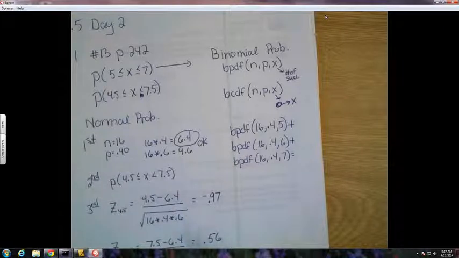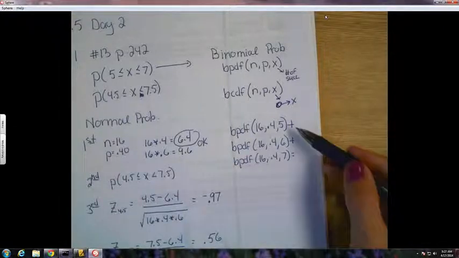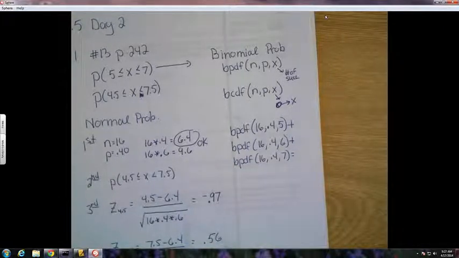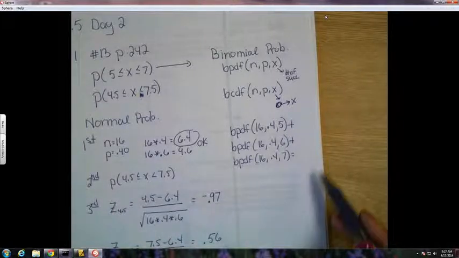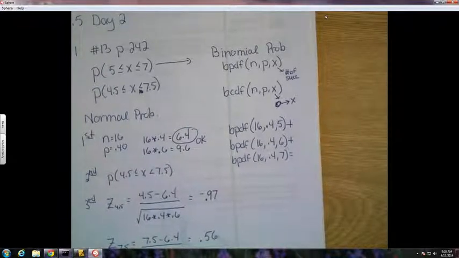2 CDFs subtracted. I think this one's easiest to see. And we'll compare how close these probabilities are coming out. Remember, the normal approximates the binomial. It doesn't get it exact. We went through the second part here? Yeah, this is the second part.